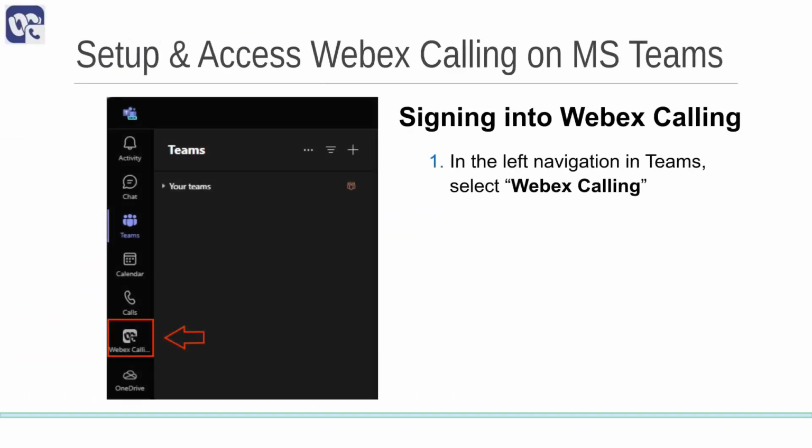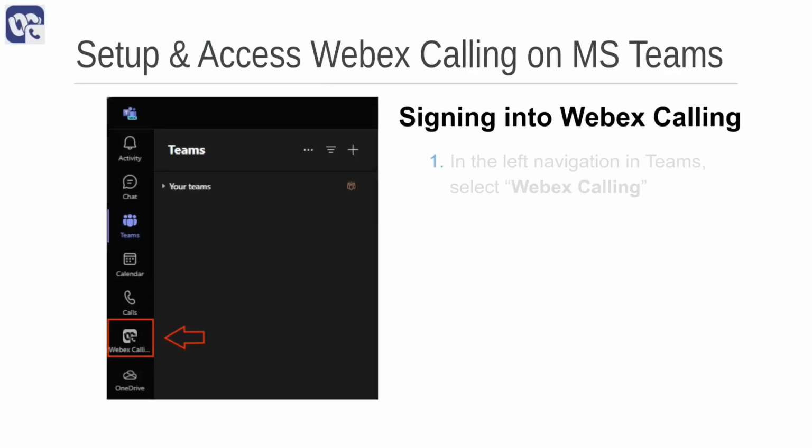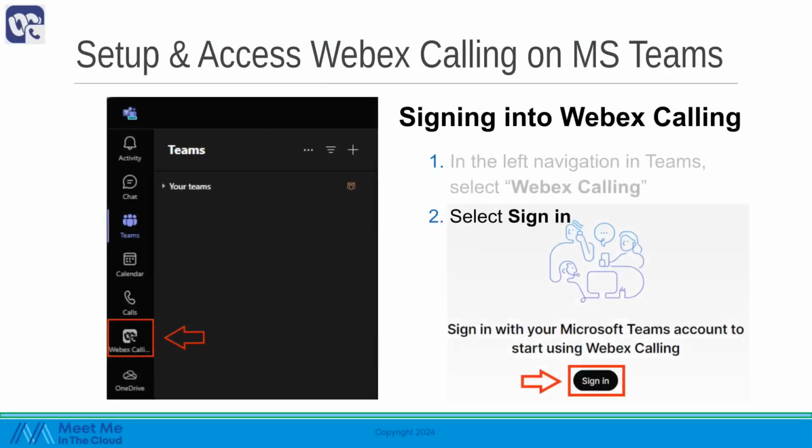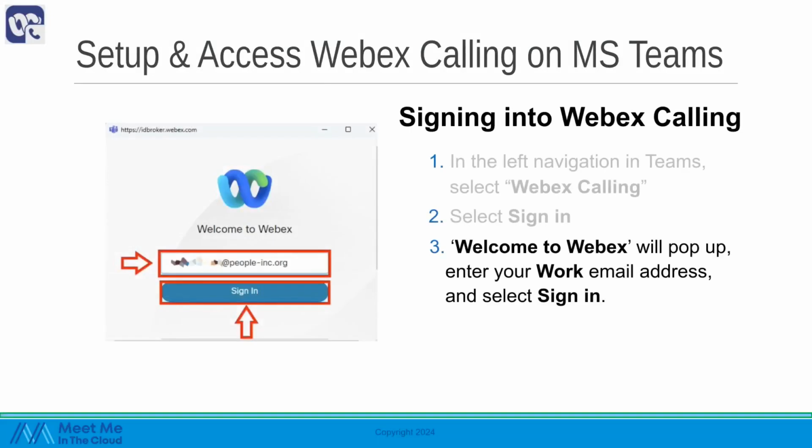First, we are going to sign into Webex calling. On the far left column on Microsoft Teams, select Webex calling. If part of the name is cut off, look for the Webex calling icon as highlighted in this image. Next, select Sign In. Note that if the Sign In button is not visible, click on Teams on the left side and then click on Webex calling again. When the Welcome to Webex appears, enter your work email address and click on Sign In.